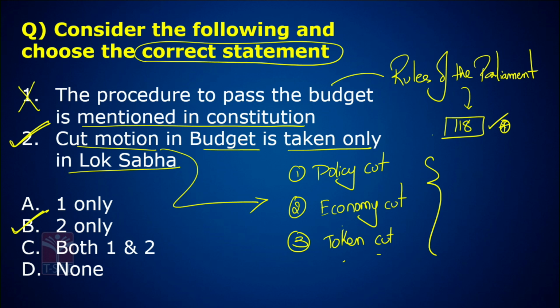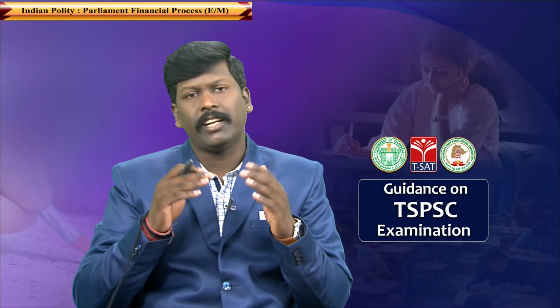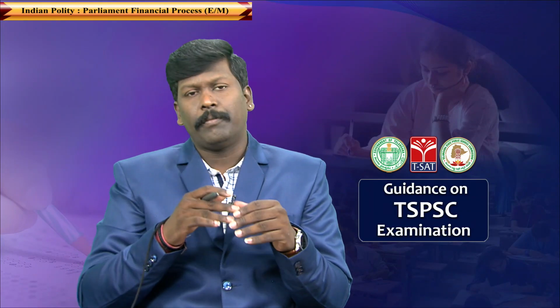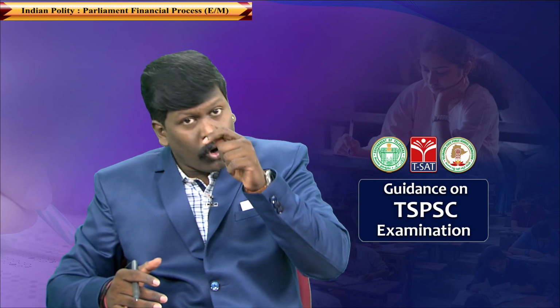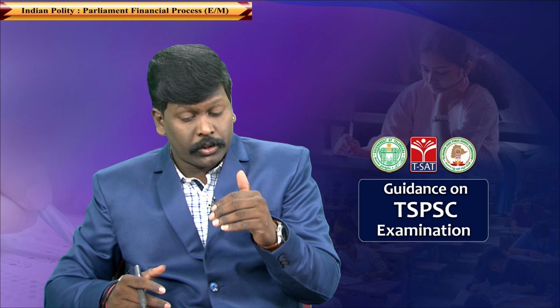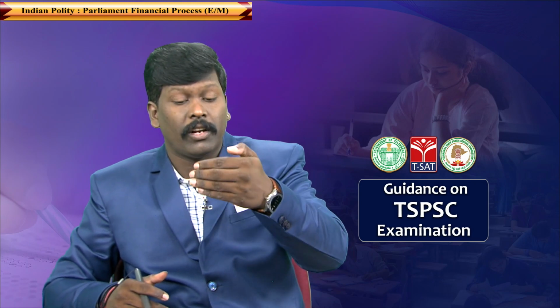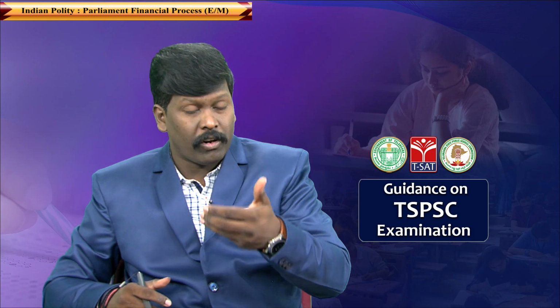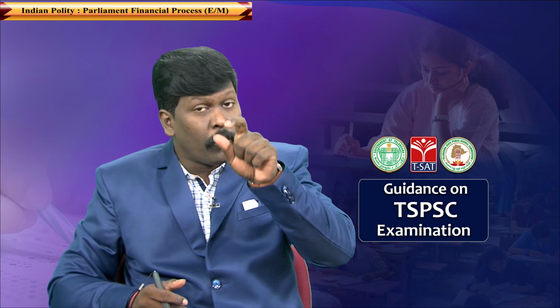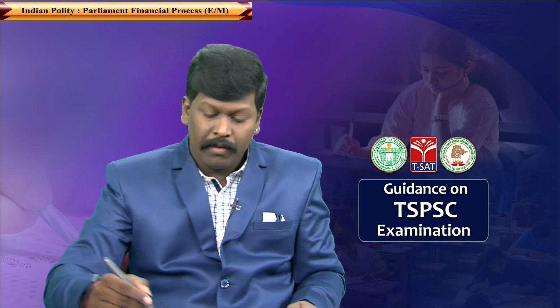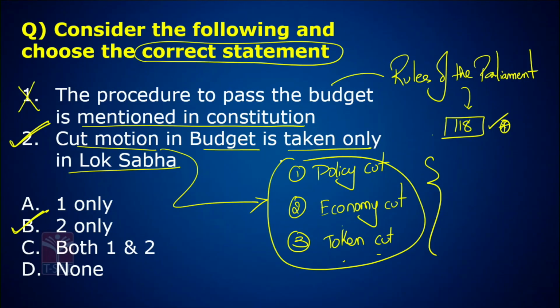Now all these cut motions are the tools used by the opposition leaders to bring down the amount of the budget or to show their grievance, some problem with any policy of the budget. They can make sure that this policy has certain loopholes and make it evident by utilizing these cut motions. Now let's come back to the next question.